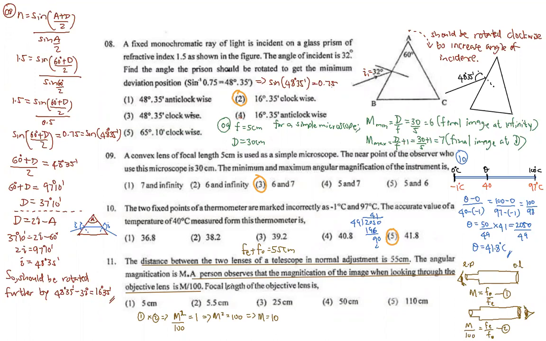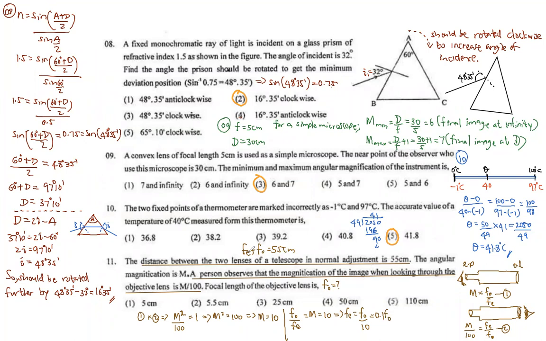M is equal to 10. They are asking for the focal length of the objective lens. That means they are asking for Fo. We know Fo over Fe is equal to m, and m is equal to 10 now. From that I can say Fe is equal to Fo over 10. That is 0.1 Fo. Fe is equal to 0.1 Fo. The question is, what is the length of Fo?